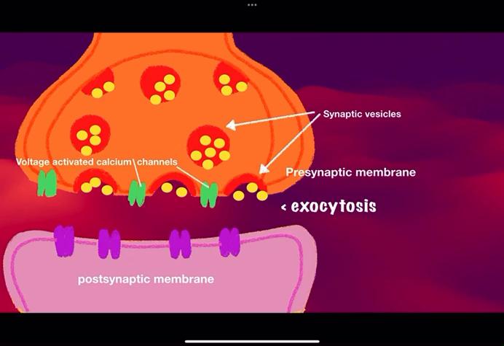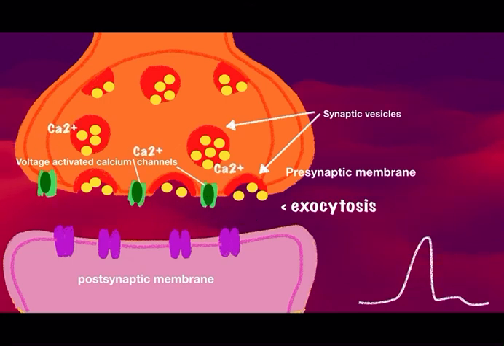Once an action potential occurs, the channels will open and calcium ions will enter the terminal button. Because of the calcium ions entering, the synaptic vesicles merge onto the presynaptic membrane, and from there it will release the neurotransmitters into the synaptic cleft, or synapse.